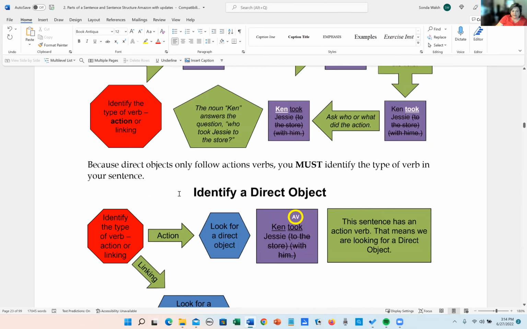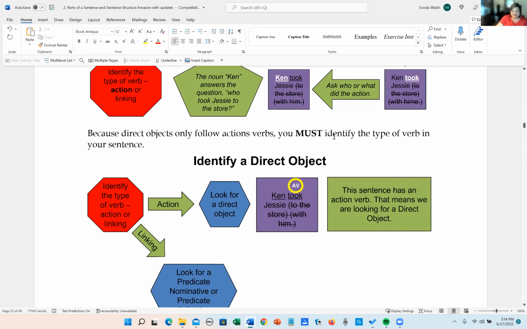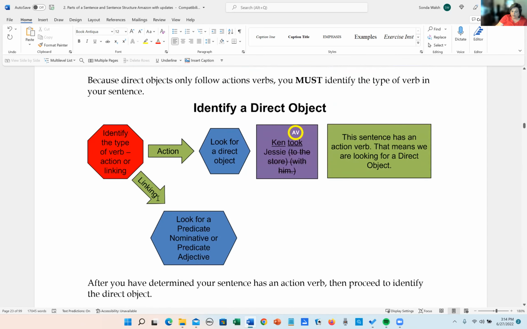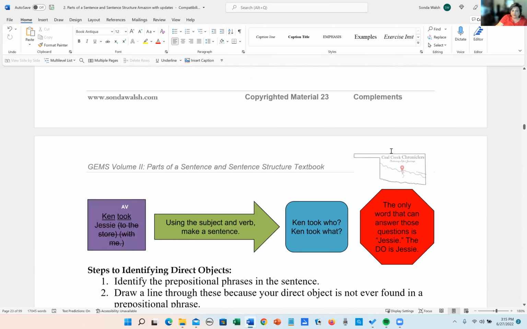All right, so we come back here. Again, you must identify the type of verb. That's very important. So we're going to continue with this. Identify the type of verb, whether it's action or linking. If it's an action verb, which we have, took is an action verb, then we're going to be looking for a direct object. If it were a linking verb, then you would look for a predicate nominative or a predicate adjective. All right, so this sentence has an action verb. That means we're looking for a direct object. So we're going to keep on going.